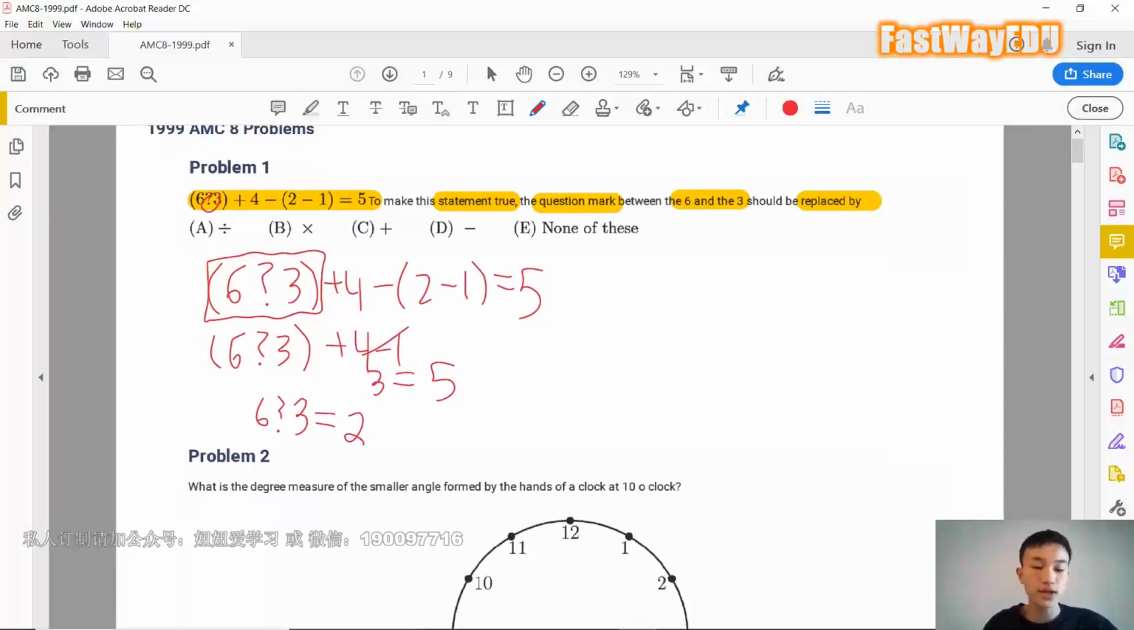Now it's relatively easy to see which symbol we should plug in. Clearly it should be division, right? Because 6 divided by 3 is 2. So the answer is going to be A, division.